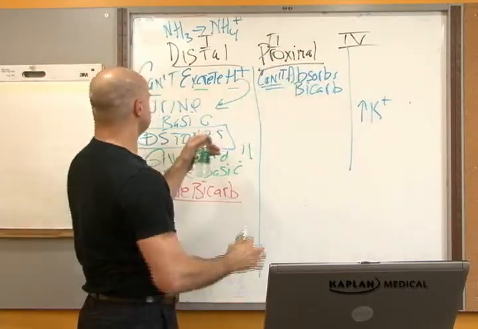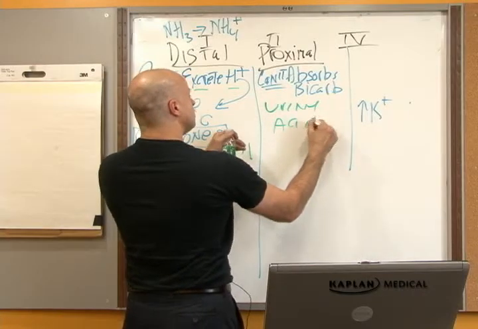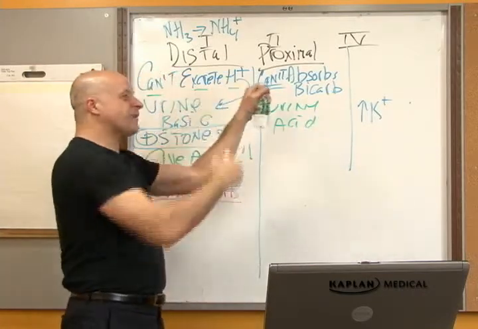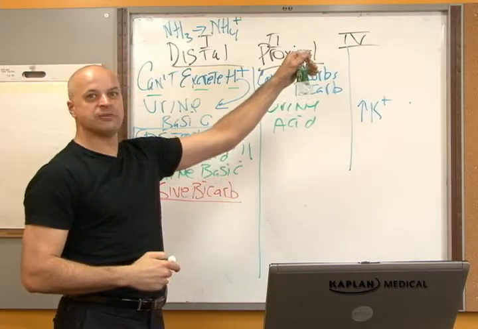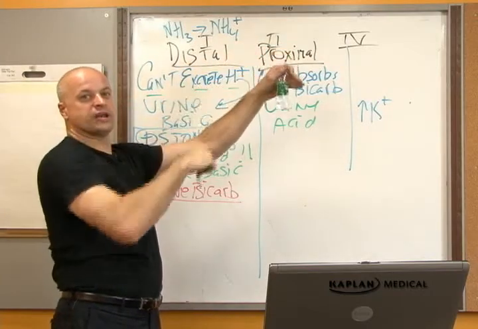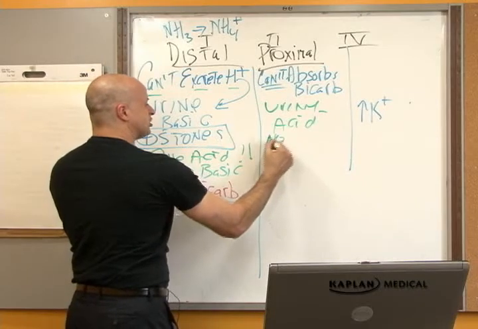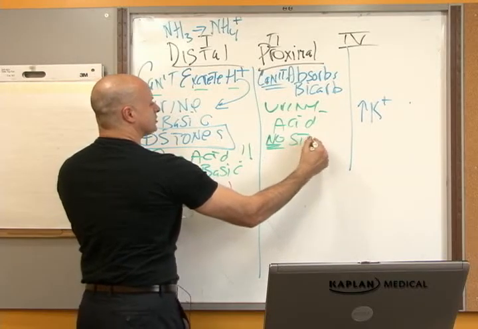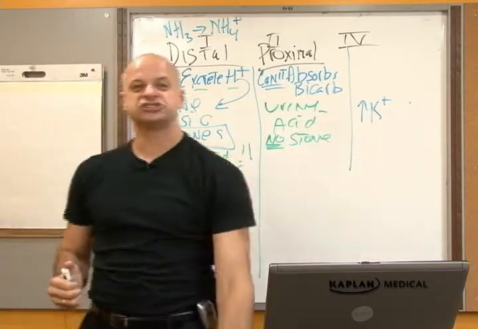So what happens is the urine is acid because I got a defect and all the bicarb came out. Now the bicarb has all run out because we got a hole. So what ends up happening? The urine now becomes acid. And since it's an acid urine, no calcium carbonate stones, no nephrocalcinosis.